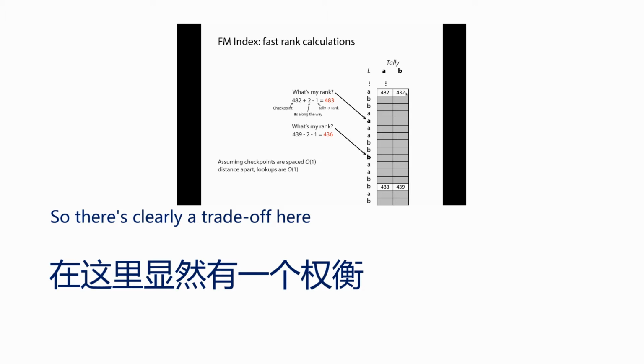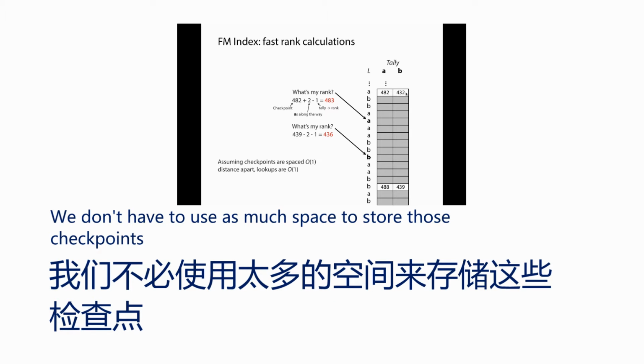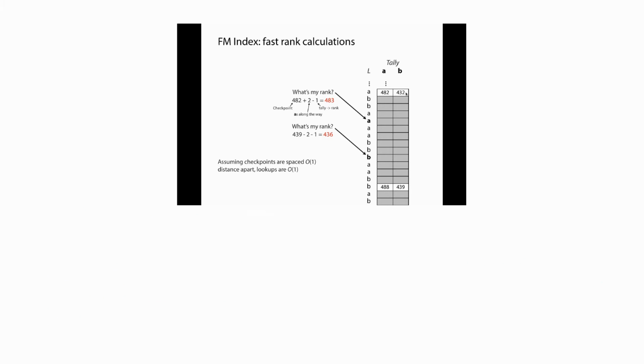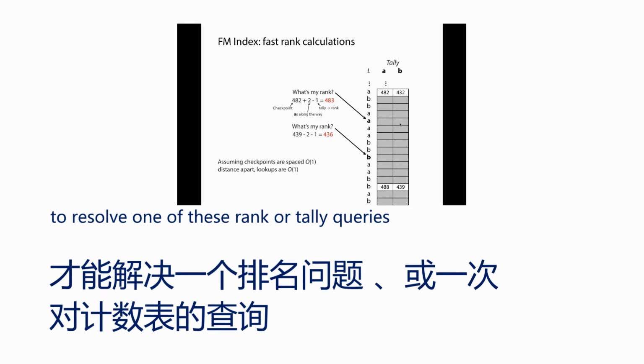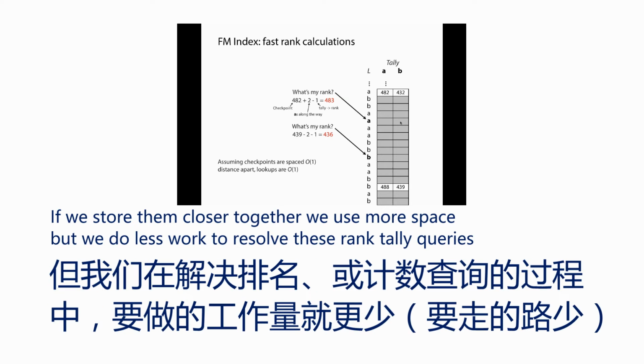So there's clearly a trade-off here. If we make the checkpoints further apart, we're incurring less space. We don't have to use as much space to store those checkpoints. On the other hand, we might have to travel a long distance to walk to the nearest checkpoint to resolve one of these rank or tally queries. If we store them closer together, we use more space, but we do less work to resolve these rank or tally queries.